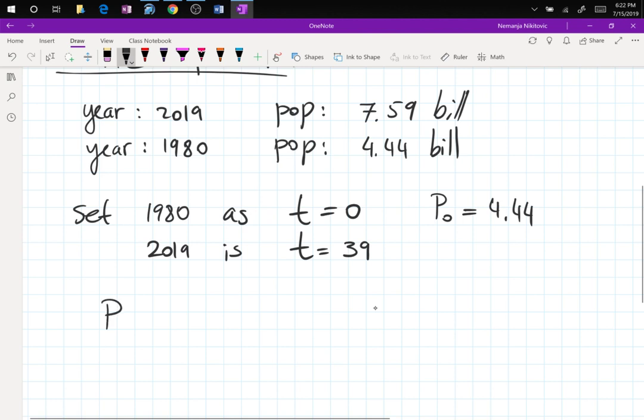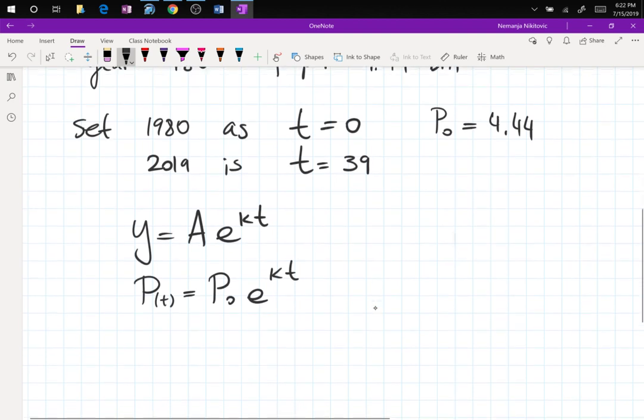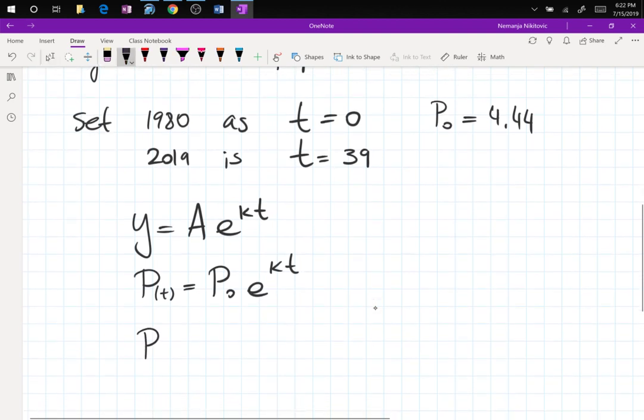So if I have the model to be, first of all, let me write this. y equals A e to the kt. That's the exponential model. But then when you apply it to population, you will say that P as a function of t is going to be P0, which is your A, times e to the kt. So we're just going to use, instead of y and A, P for population. Now P0 is initial population. So P of t is equal to 4.44 e to the kt.